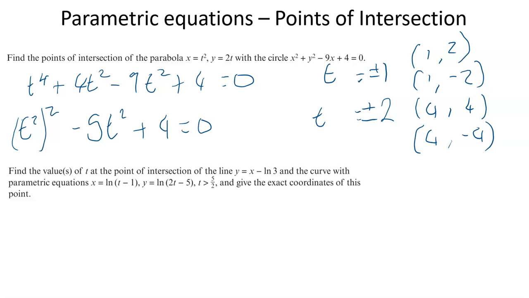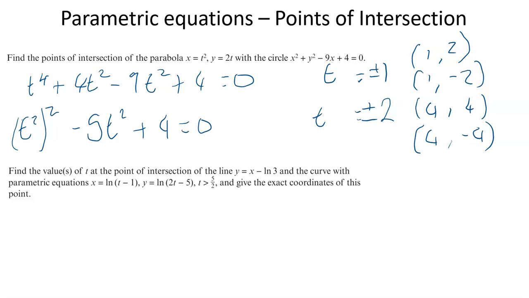Find the values of t at the point of intersection of the line y equals x minus log 3 and the curve with parametric equations x equals log of t minus 1, y equals log of 2t minus 5 for t is greater than 5 over 2, and give the exact coordinates of this point. Right. Well, that's exciting, isn't it?